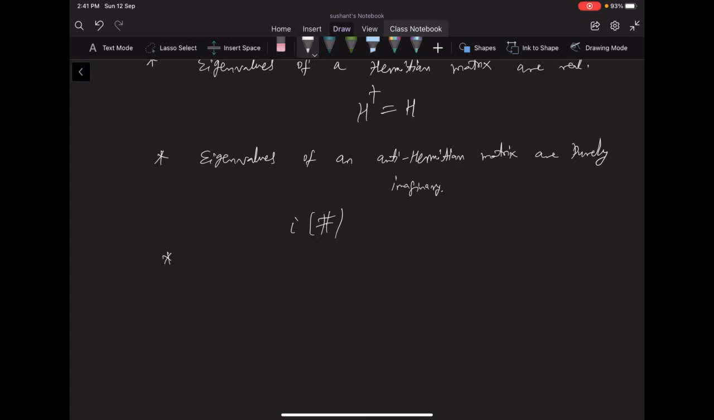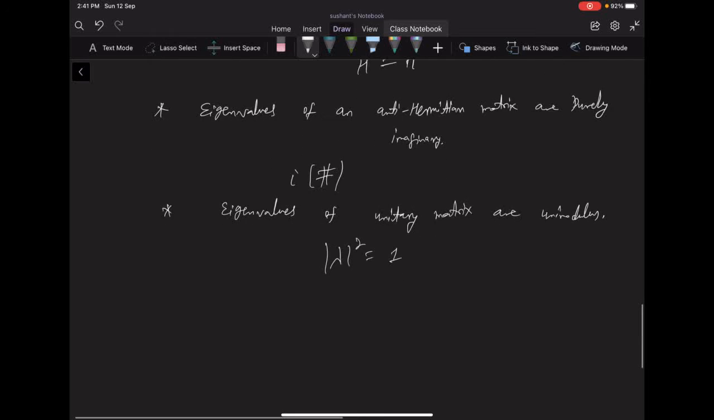Now the eigenvalues of a unitary matrix are unimodular. So if lambda is an eigenvalue of a unitary matrix, then mod lambda square equals 1. So lambda is of the form e to the power i theta for a unitary matrix.